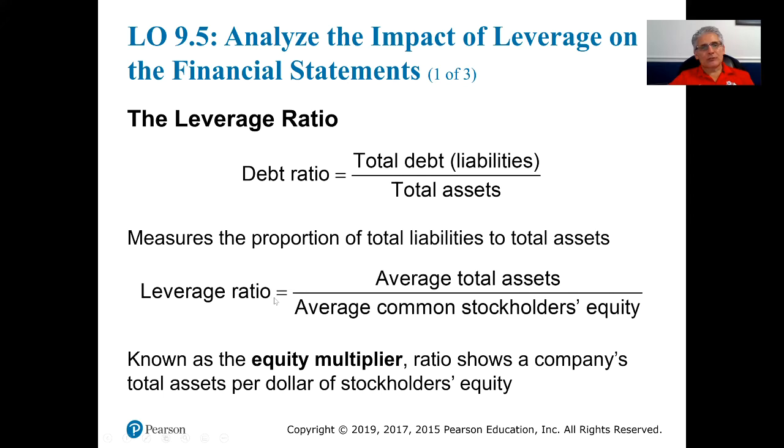The leverage ratio is computed by taking average total assets and dividing it by the average common stockholders' equity. This is known as the equity multiplier. The ratio shows a company's total assets per dollar of stockholders' equity.